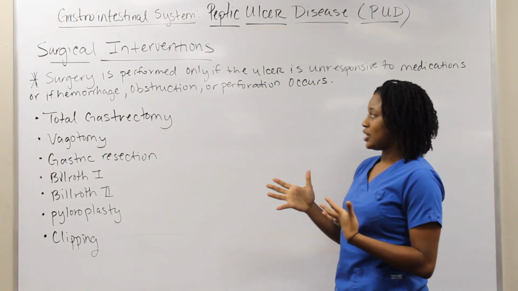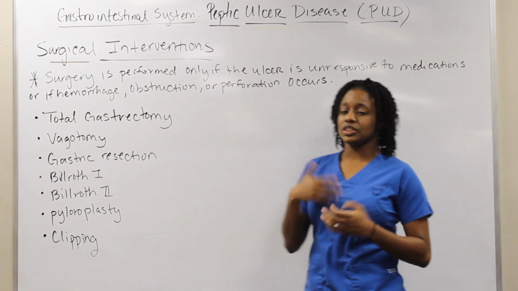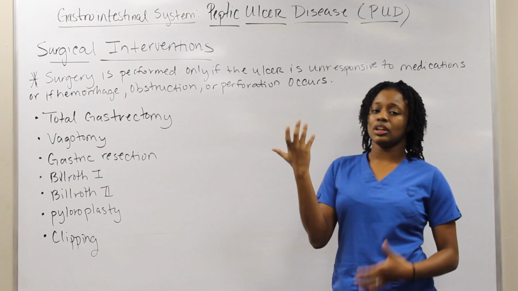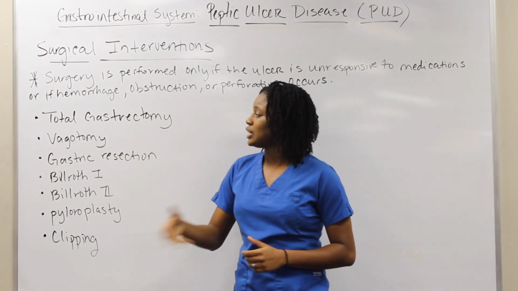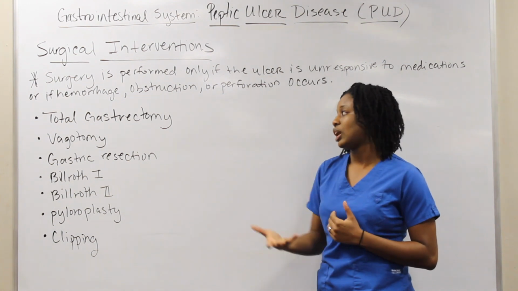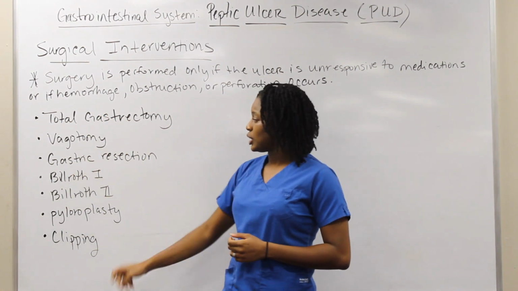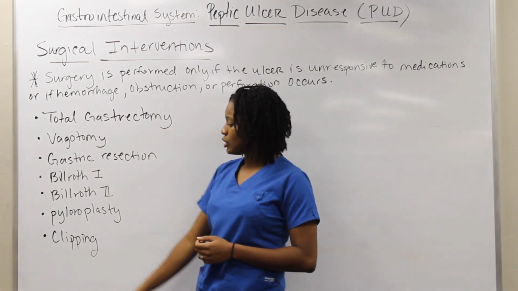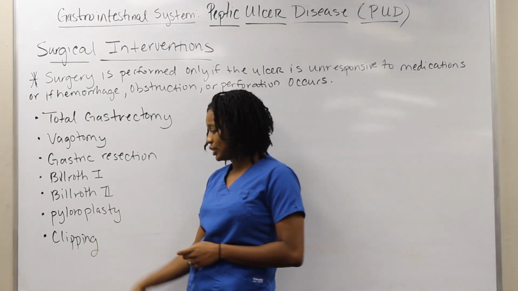If all else fails, right, surgery is going to be performed only if the ulcer is unresponsive to the medication, or if there's a hemorrhage and obstruction or perforation that occurs, okay? So these are your different types of surgeries that the doctor can decide to do. You have a total gastrectomy, a vagotomy, gastric resection, Billroth 1, Billroth 2, pyloroplasty, and then finally your clipping.